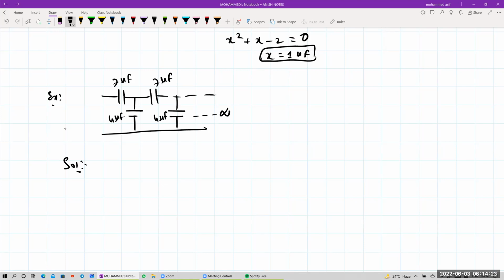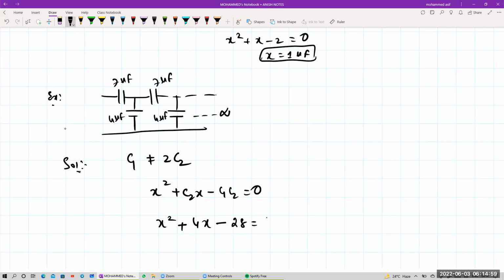Will this C1 be equal to 2 times C effective? It will, sir. So that means C1 is not equal to 2 times C2, right? Yes, sir. So in this case I can use the shortcut formula x square plus C2 into x minus C1 into C2 is equal to 0. This is x square plus C2, the middle one. What is the middle one? 4, into x minus C1 into C2, 7 into 4, 7 fours are 28. That is equal to 0.